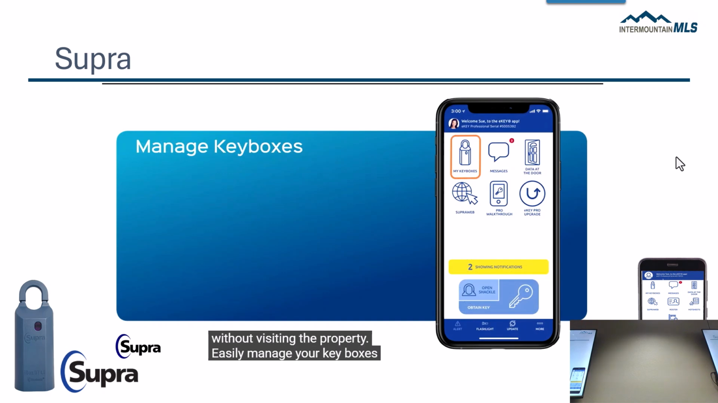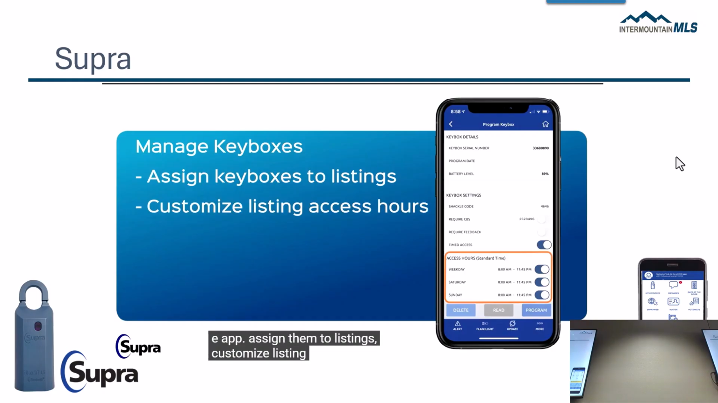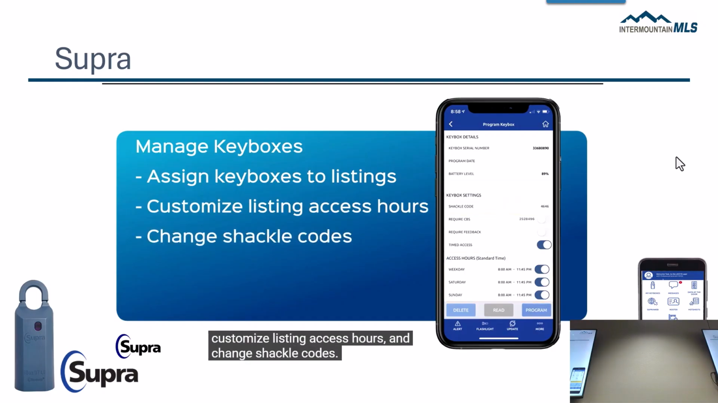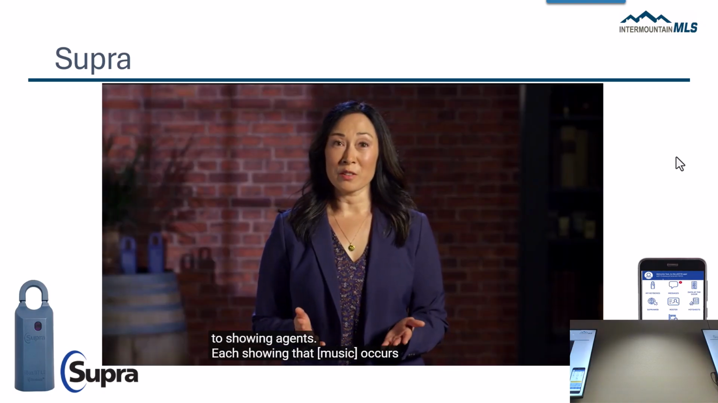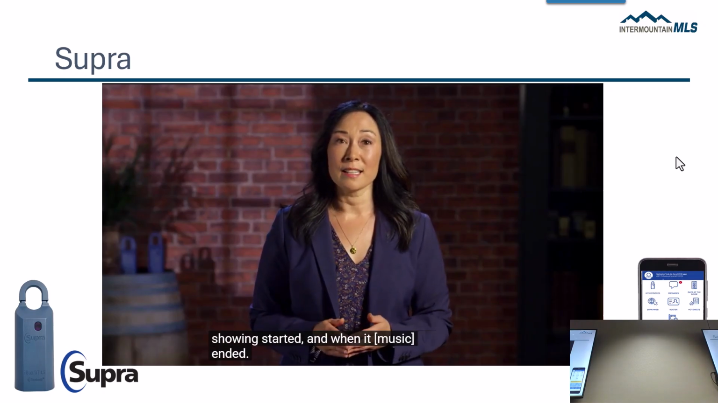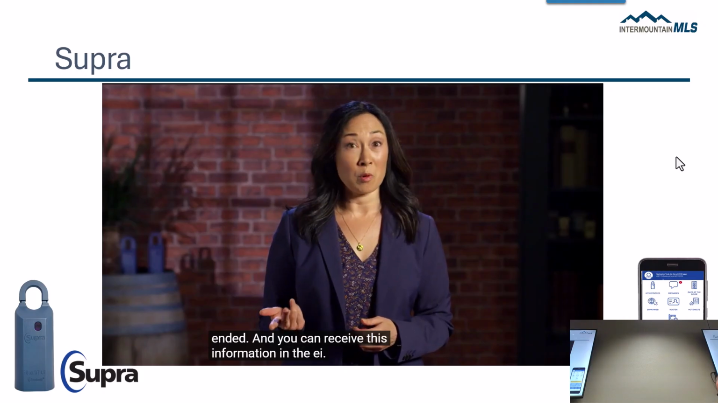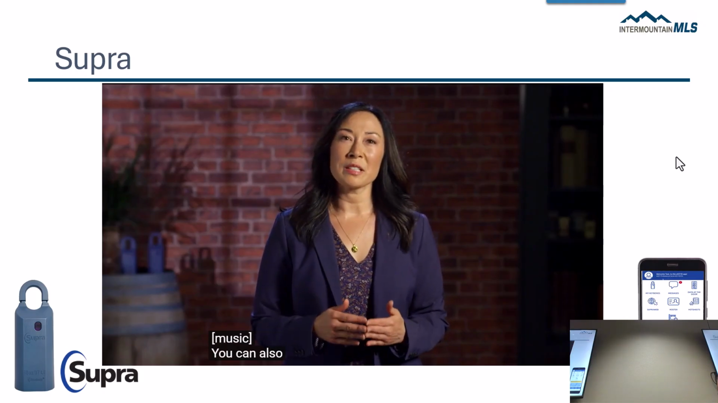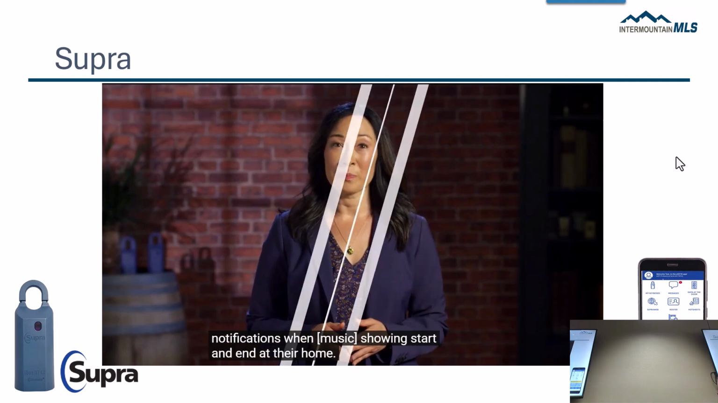Easily manage your keyboxes through the eKey app. Assign them to listings, customize listing access hours, and change shackle codes. You can even add your business card to the keybox so your information displays to showing agents. Each showing that occurs tracks who showed the property, what time the showing started, and when it ended. And you can receive this information in the eKey app, as an email, or as a text message. You can also let your homeowners receive notifications when showings start and end at their home.